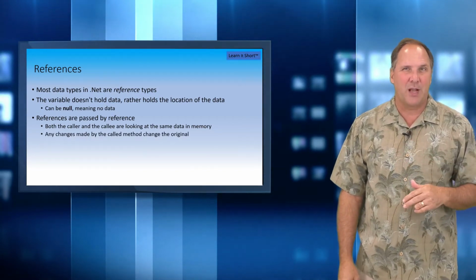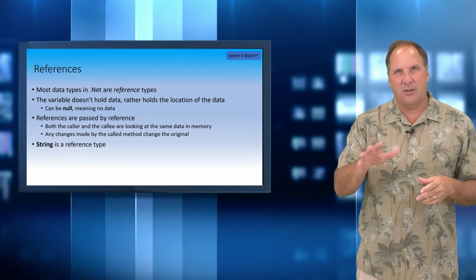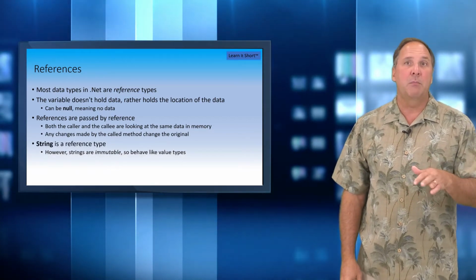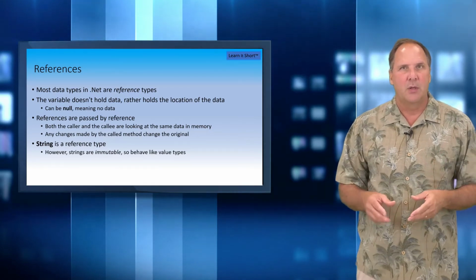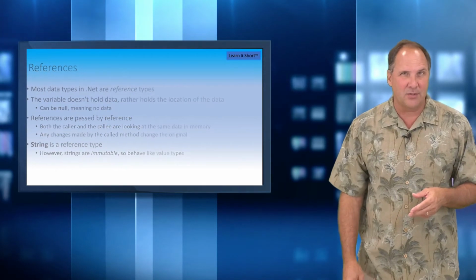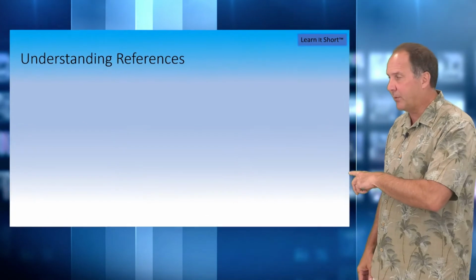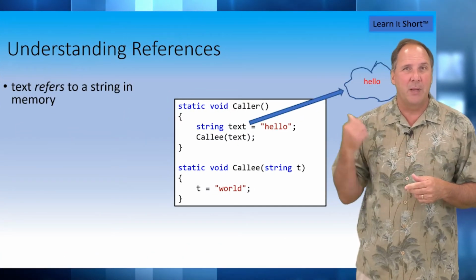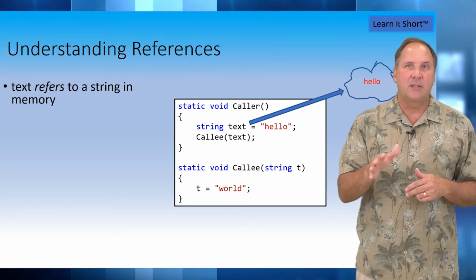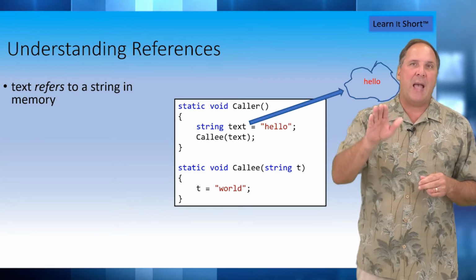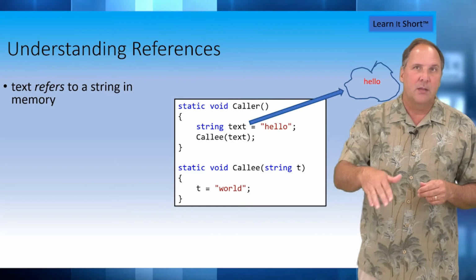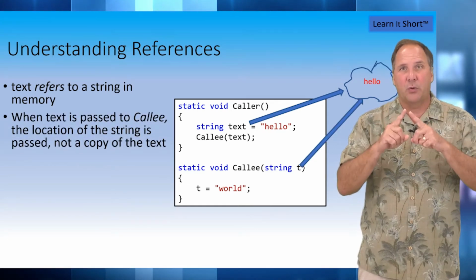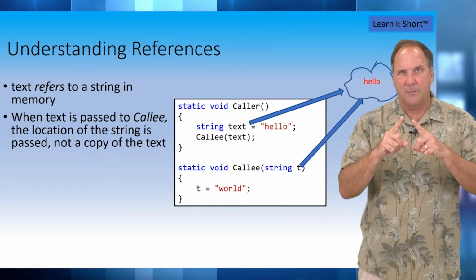String is a reference type, but strings actually are kind of special. They act like values because they're designed to be immutable or unchangeable. More on strings in a later lesson. In this example, text points or refers to an object up in memory, containing the text hello. When we pass that to our method, the location is passed. T will also point to the same string.